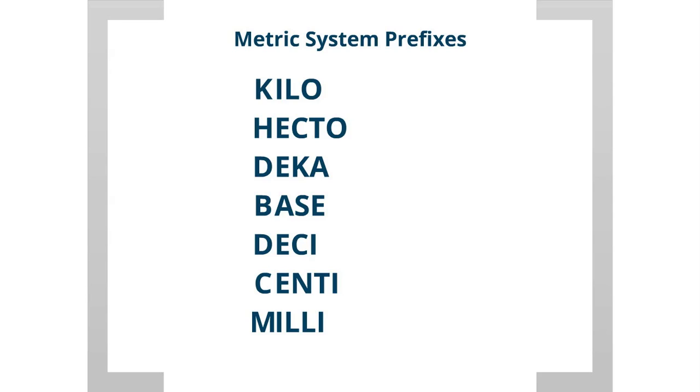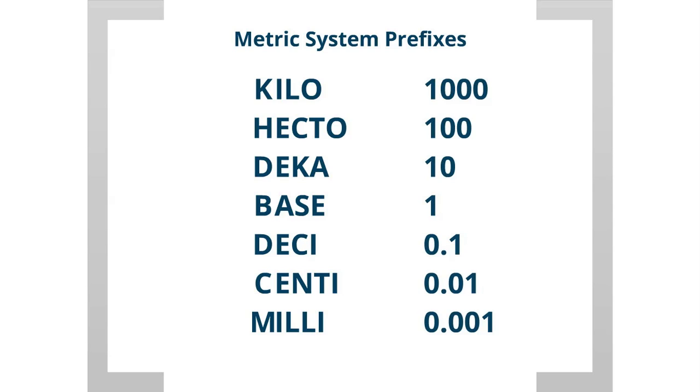Now, kilo stands for 1,000. So whenever you hear kilo, you should be thinking 1,000. Hecto stands for 100. Deca stands for 10. The base stands for 1. Deci stands for 1/10th. Centi stands for 1/100th. And milli stands for 1/1,000th.